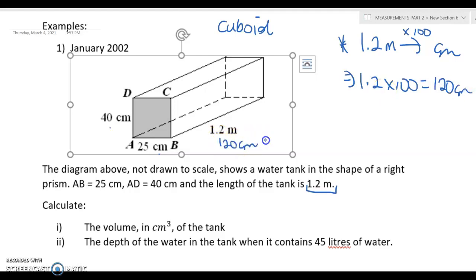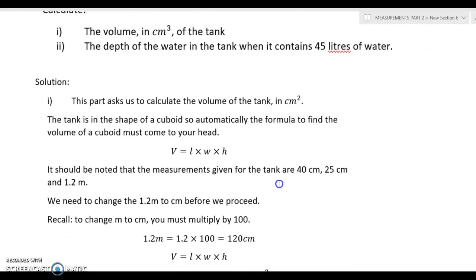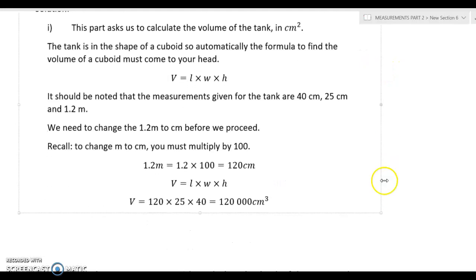Because a lot of children get tied up and just multiply things and forget to have everything in the same unit, right? All right, first things first, we want to find the volume of the tank. And remember, volume of a cuboid is length by width by height. So let's just go down here, have it already set up nicely here.